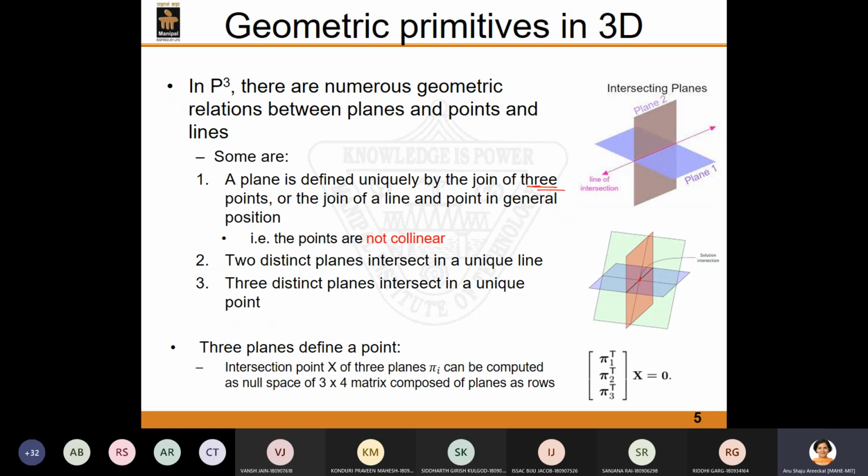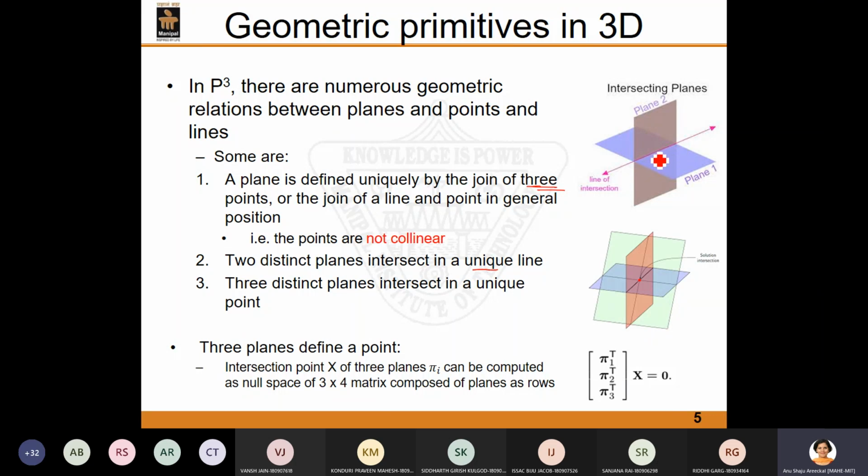Another point is that two distinct planes always intersect in a unique line, and that is shown in this particular figure here. Let's say you're assuming two planes, you have plane 1 here and plane 2 here. If you look at the intersection between these two planes, what you see is a line. So if I take any two distinct planes, what I can observe is that they will always intersect at a line.